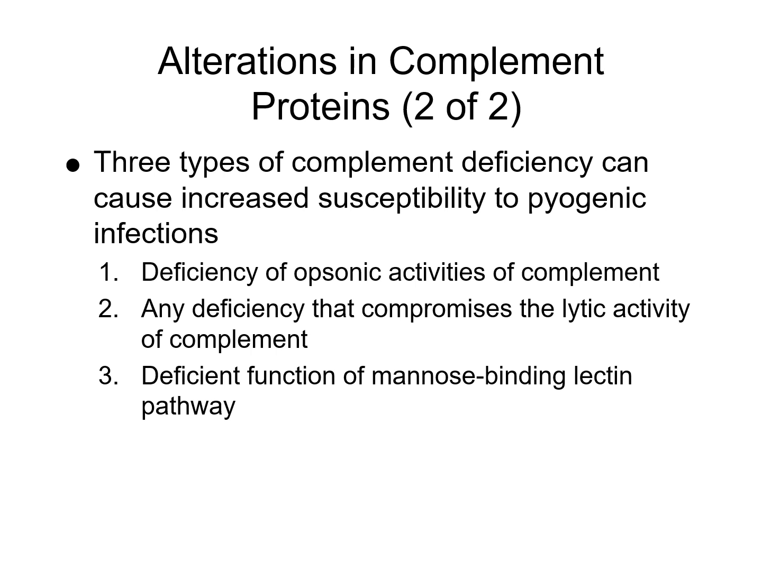So this is any deficiency that compromises the formation of the membrane attack complex, or the MAC, and it results in reduced cell lysis, particularly affecting the Neisseria species. Then we have deficiency in the mannose binding lectin pathway, and that impairs activation of the complement via the lectin pathway. It reduces early innate defense against pathogens on mannose-rich surfaces.